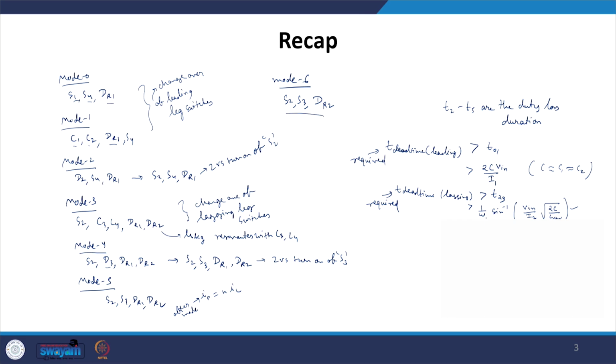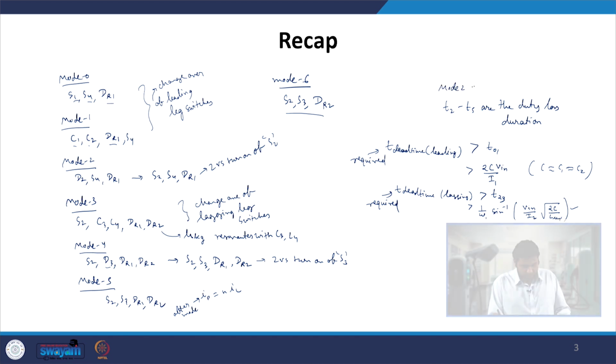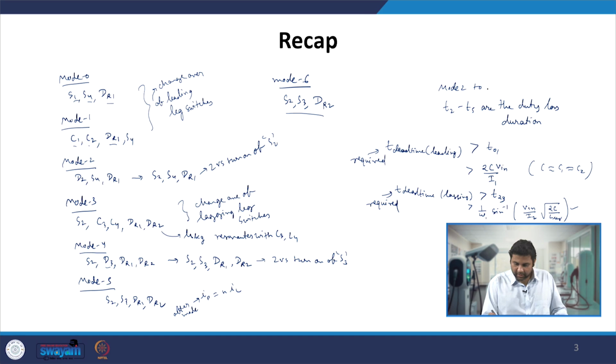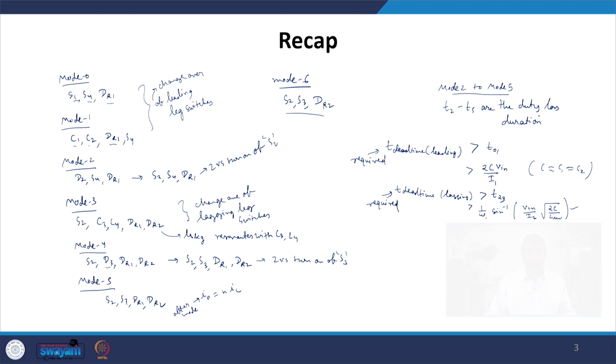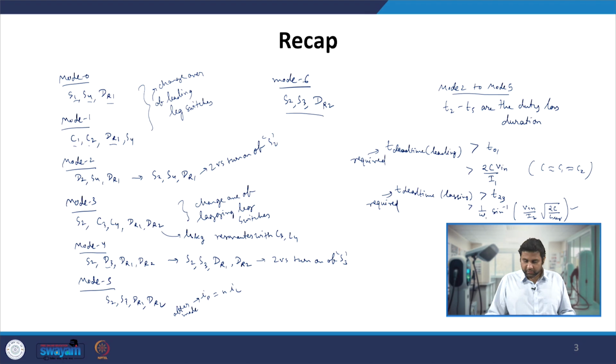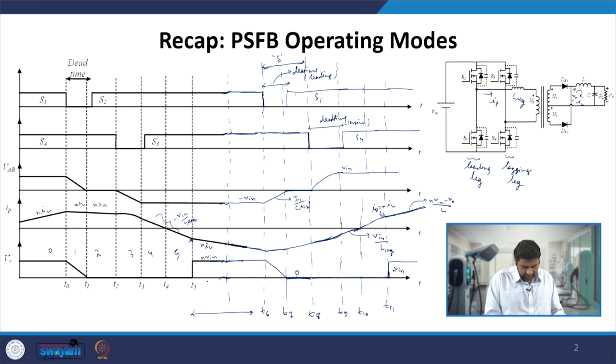So if we went from S1 S4 DR1 to S2 S3 DR2, we see that from mode 2 to mode 5 there is some duty loss which is taking place during that duration, and so we can say T2 to T5, because this kicks in at T0, this kicks in at T1, this kicks in at T2, this kicks in at T3, T4, T5.